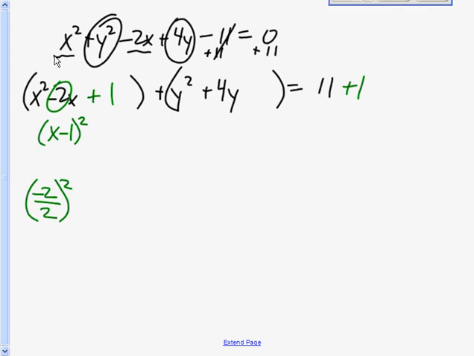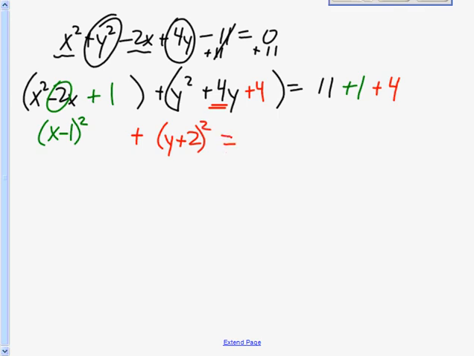Now let me look over here. You got the 4, so you got the 4 over 2. You take that b term over 2 and you square it, and that's what you need to add in. So 4 over 2 is 2, 2 squared is 4. So I got to add 4 to this other side. So this becomes plus y squared plus 4y plus 4, and that factors into y plus 2 quantity squared. And this equals 11 plus 1 plus 4, that ends up being 16. So you're like, oh yeah, that makes sense.